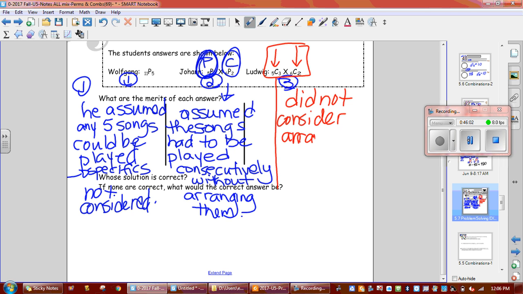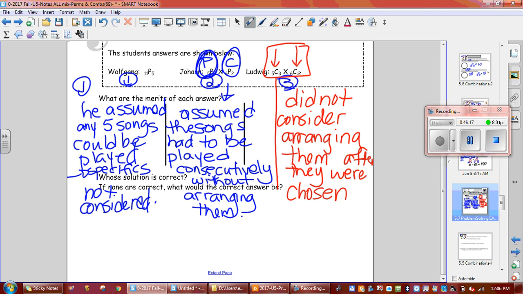So which question could actually be turned into a true, possible solution? Well, the correct solution would be an adaptation of Ludwig. What would we have to do to Ludwig? Well, the only thing we would have to do is count how many songs he needs total. He needs 5 songs. He needs to arrange all 5 songs. This is the part that Ludwig forgot. He has to multiply by the arrangements of 5 songs, 5 factorial.